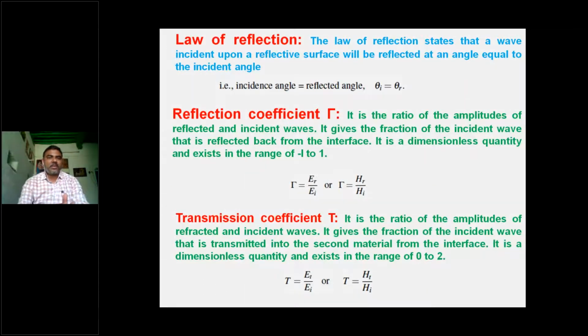And similarly, the law of reflection: the angle of incidence is equal to the angle of reflection, theta i is equal to theta r. And generally the reflection coefficient means the ratio of the amplitude of the reflected wave to the incident wave. And similarly, the transmission coefficient means the amplitude of the transmitted wave to the incident wave. Et by Ei is the transmission coefficient, Er by Ei is the reflection coefficient, magnitudes.